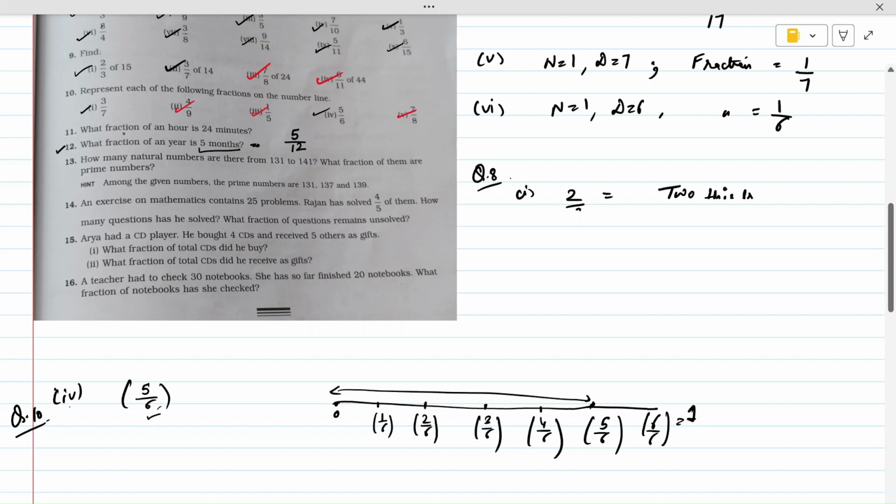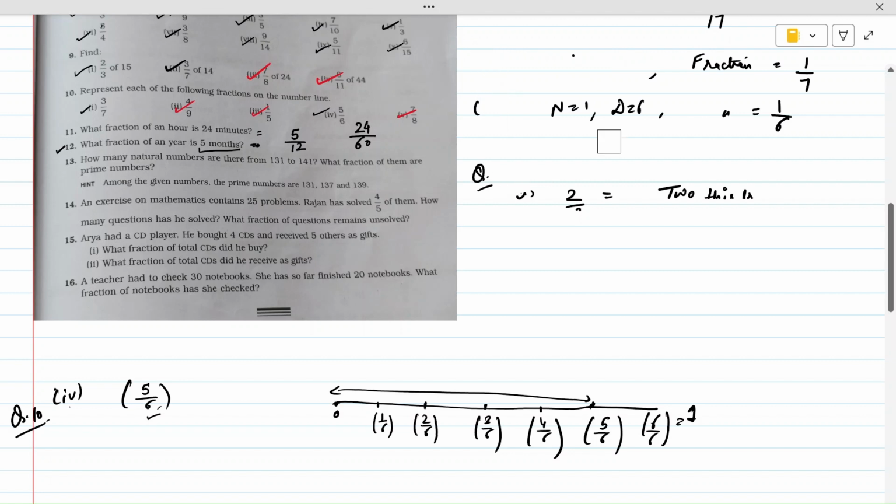Right? Similarly, in the 11th question we have: what fraction of an hour is 24 minutes? So we know that in 1 hour we have 60 minutes in total, and we have to find the fraction for 24 minutes. So it will be 24 divided by 60. Okay, so this is how we have to do this question. Now let us go to another question.